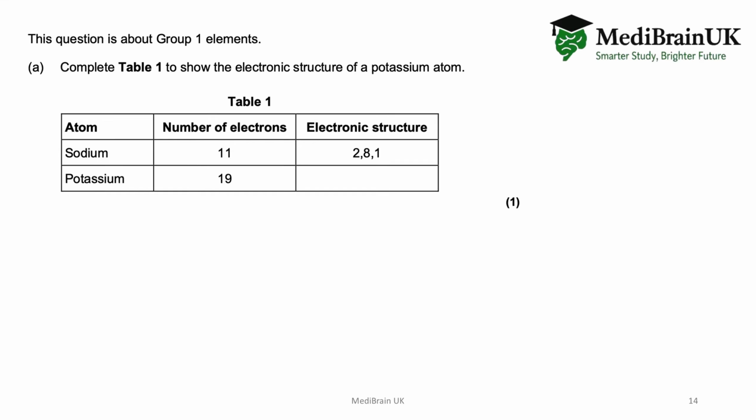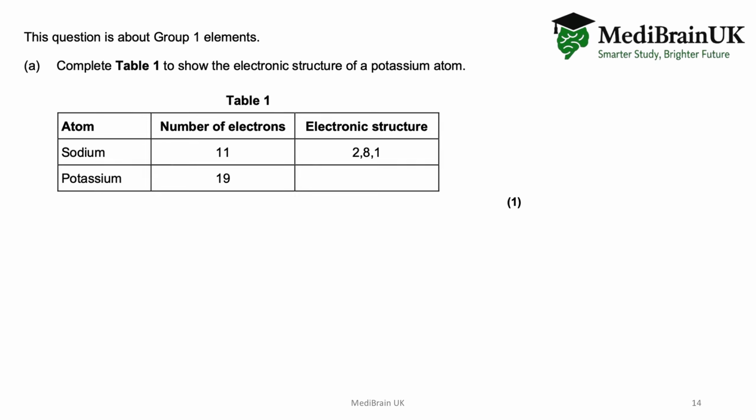Hi everyone, and welcome to our video where we will be looking at some exam questions on electronic structure. So our first exam question here states, this question is about group 1 elements. Complete table 1 to show the electronic structure of a potassium atom.